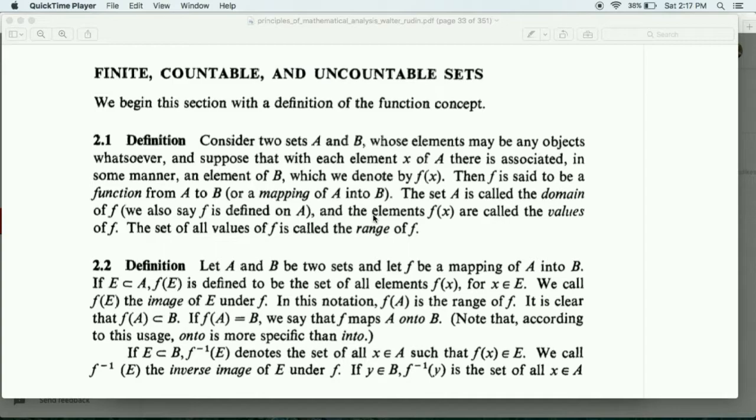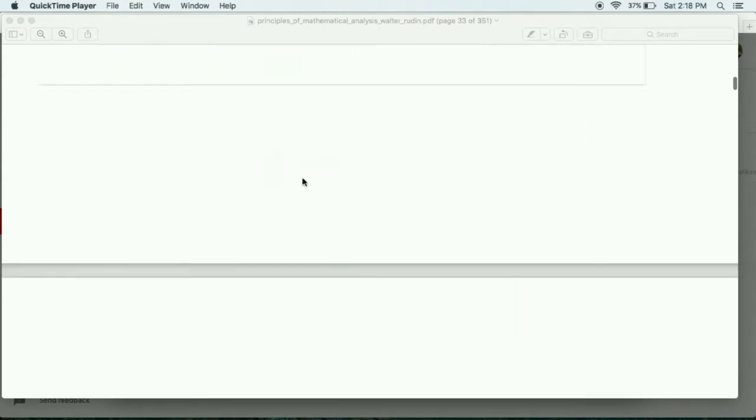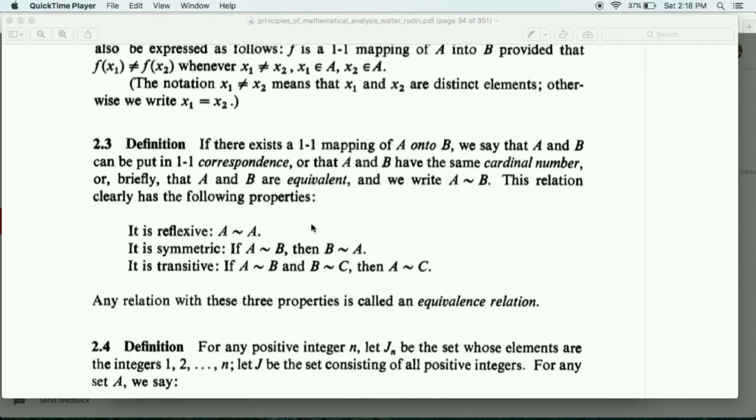So first comes the notion of finite, countable and uncountable sets. Now, there exist different kinds of infinities. A set can be either finite or infinite, but even in case of infinite sets, some infinities are larger than other infinities. So first, we'll start with the definition of equivalence relation.